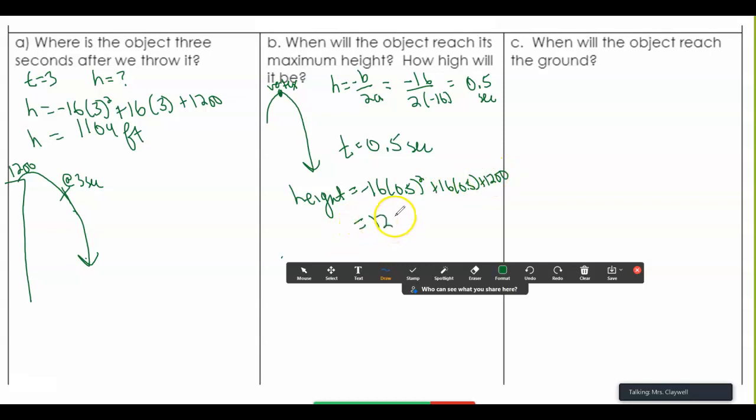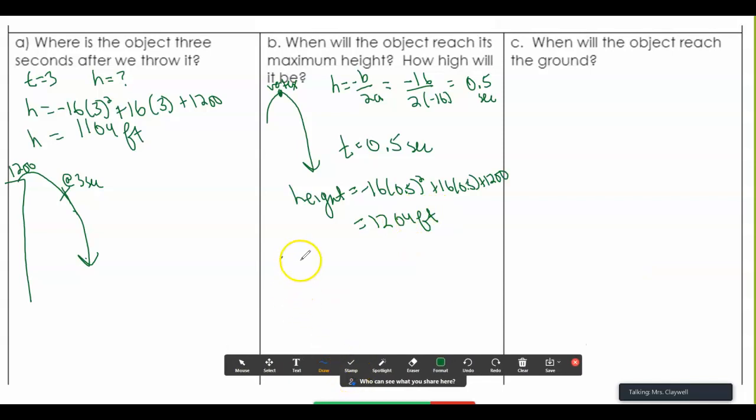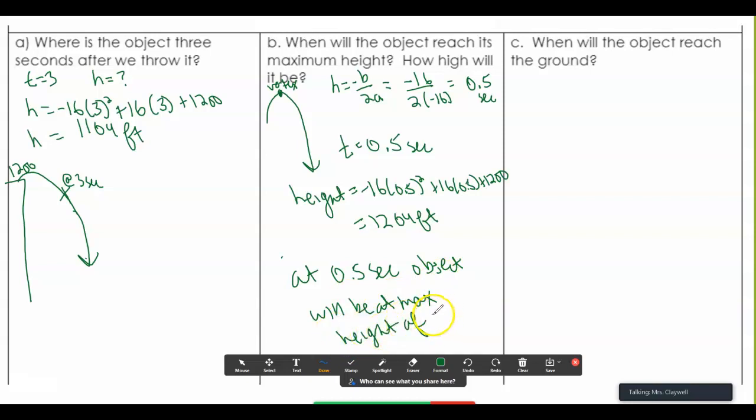So my height is 1,204 feet. So at 0.5 seconds, it'll be at its max height of 1,204 feet.